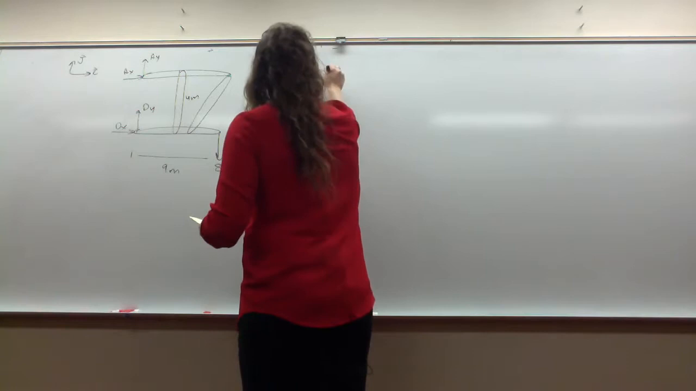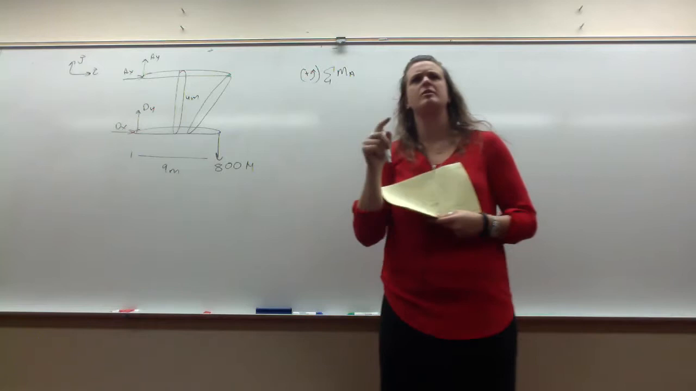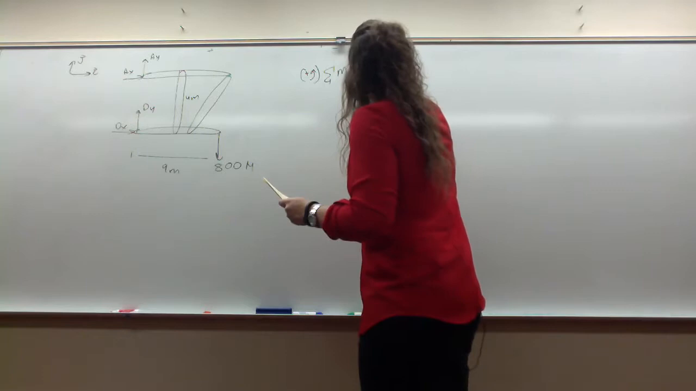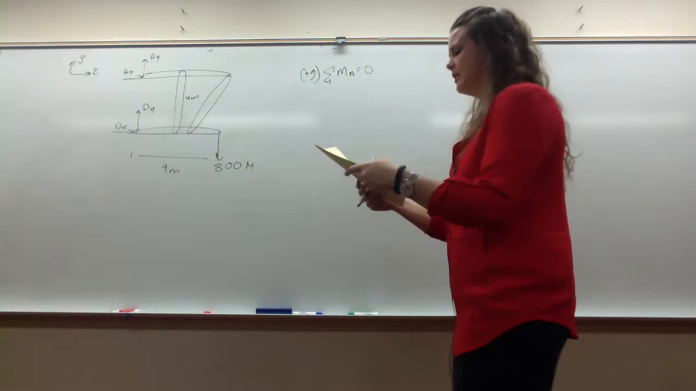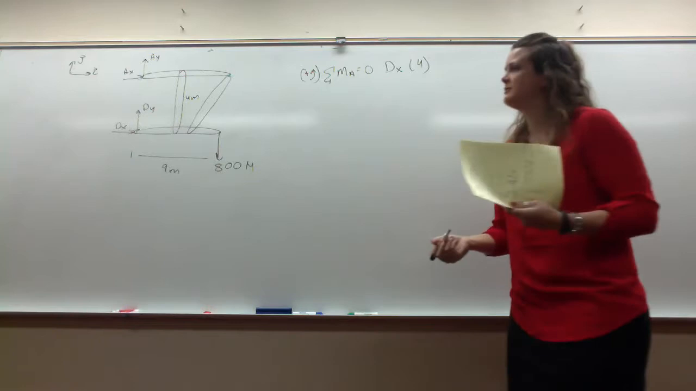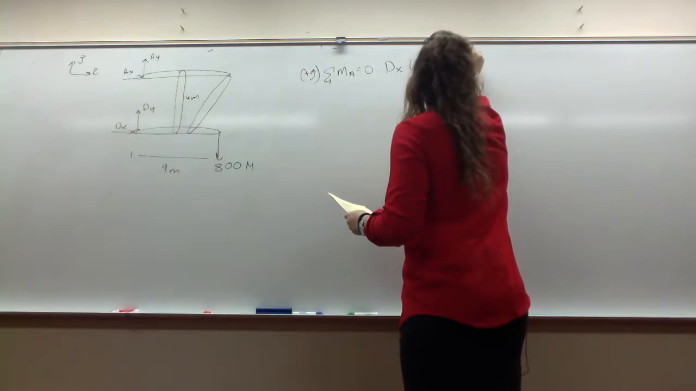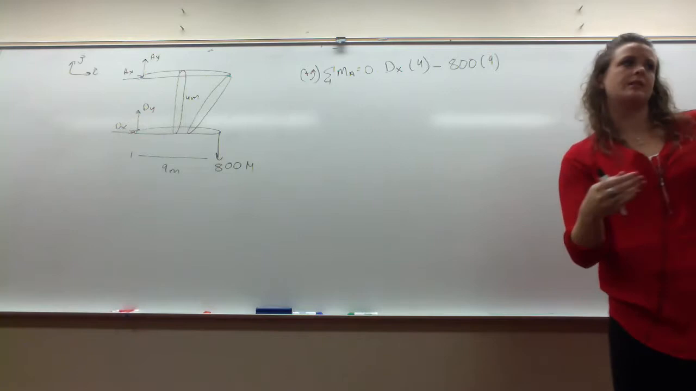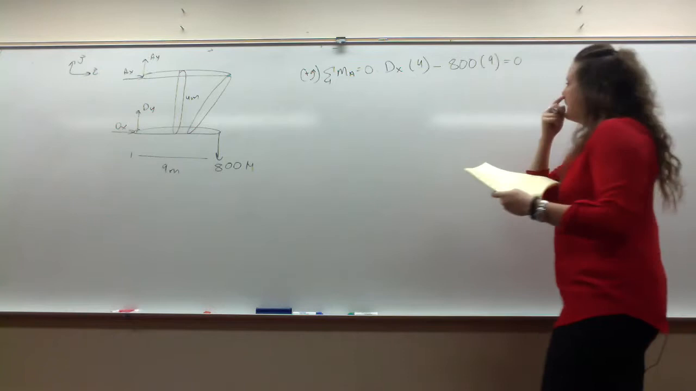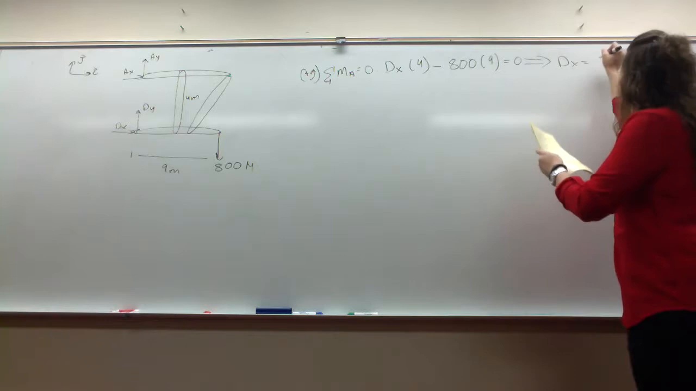The way I worked it is I sum the moments at A. Summing the moments at D is just as fine. Sum the moments at A, because then AX and AY are negated. Solve for DX times 4, that horizontal force and that vertical distance is causing a counterclockwise rotation about A, minus 800 times 9. That vertical force and that horizontal distance is causing a clockwise rotation, equals 0. So I can immediately solve for DX to be 800 newtons.